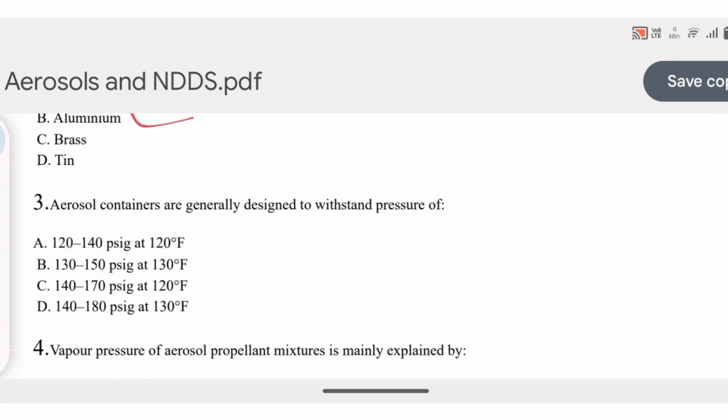The third question is: aerosol containers are generally designed to withstand pressure of. Remember, it should be such a pressure that holds the high internal pressure during storage and transport. So the right answer will be 140 to 170 psig at 120 degrees Fahrenheit.